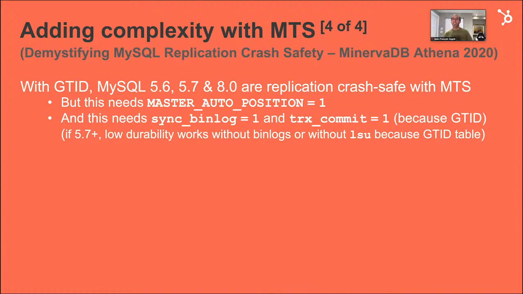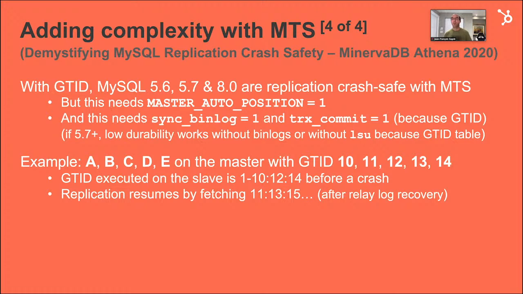So what about with GTID? With GTID, parallel replication is replication crash safe, but you need to enable GTID replication. So you need to set master auto position equal 1. And because of GTID, you need sync bin log equal 1 and trx commit equal 1, unless you have binary logs on the slave.